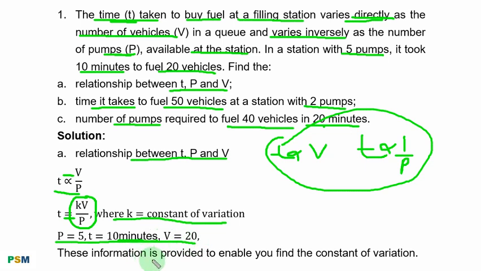This information is provided to enable you find the constant of variation which is introduced. So we are going to continue and replace P with 5, replace T with 10, and V with 20 in order to find K. Once K is obtained, we can now establish the relationship between the variables in the question.